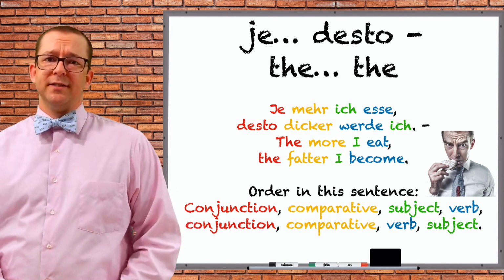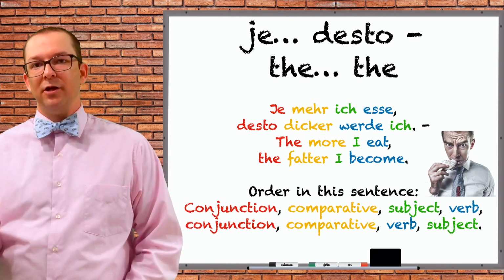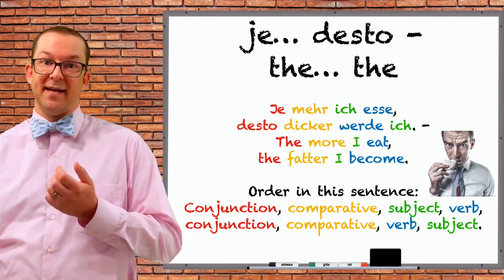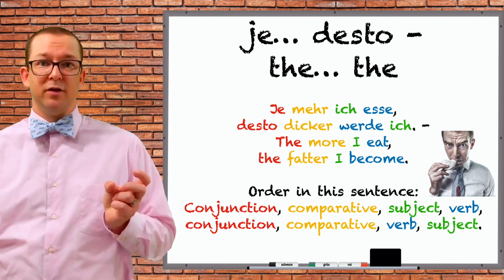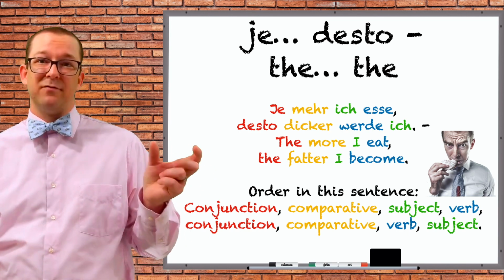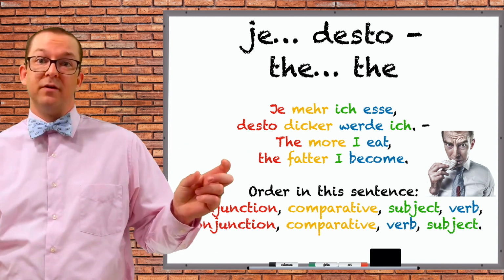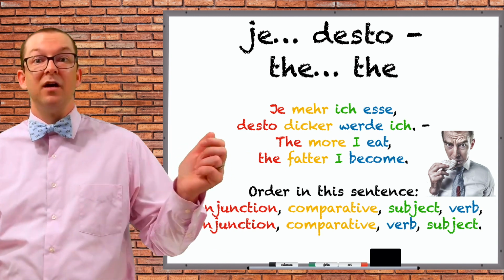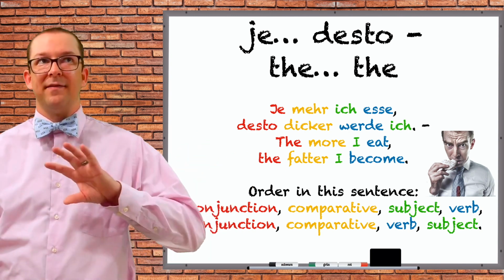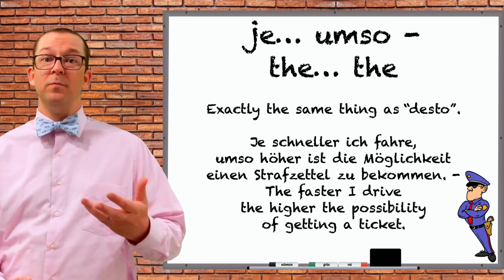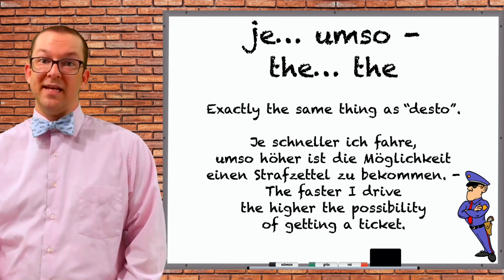So the word order is, first half of the subordinating conjunction, in these examples je, subject, whatever is after that in the sentence, conjugated verb, comma, second half of the subordinating conjunction, in this case desto, comparative form of the adverb or adjective, conjugated verb, subject, and then the rest of the stuff in the sentence. You can switch out desto with umso without changing anything in the meaning.